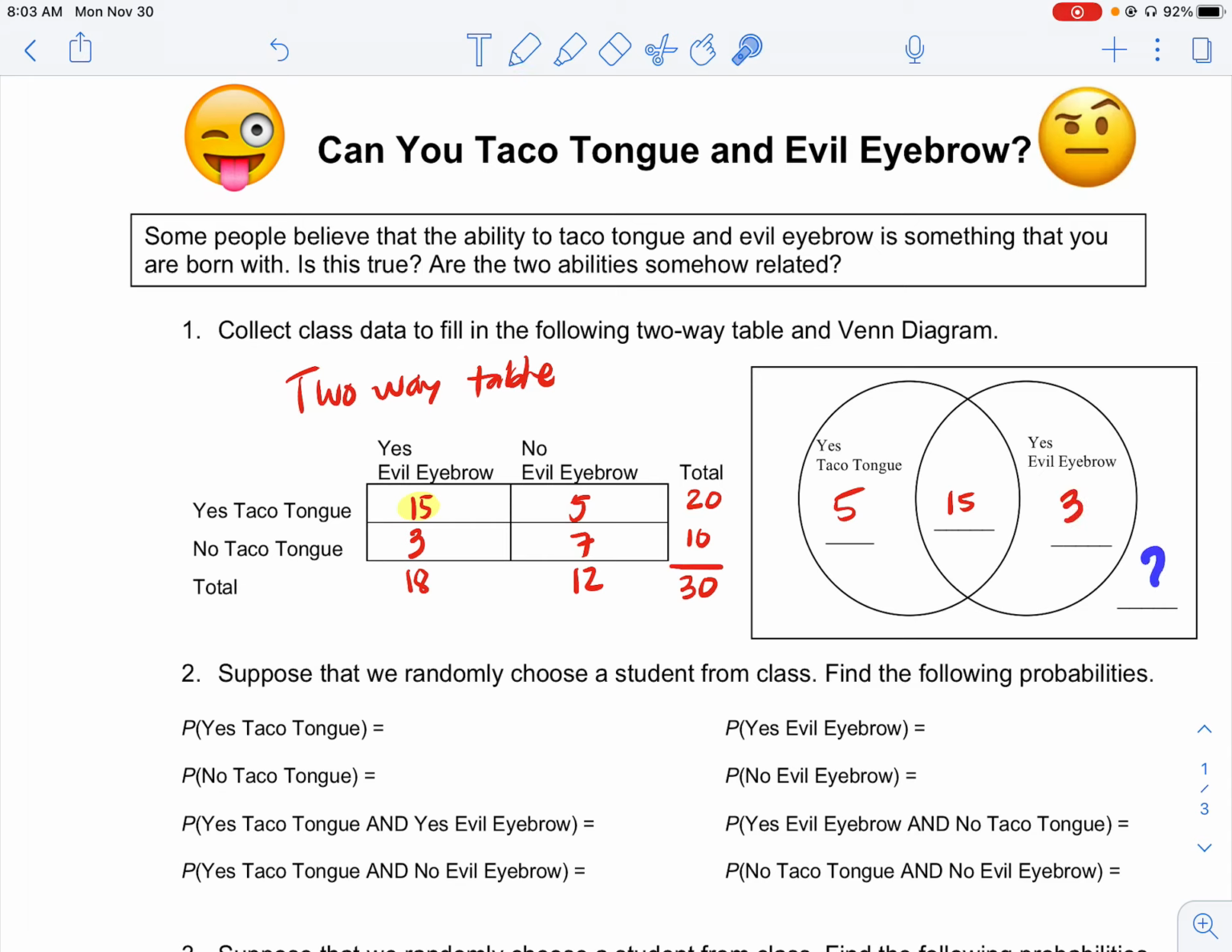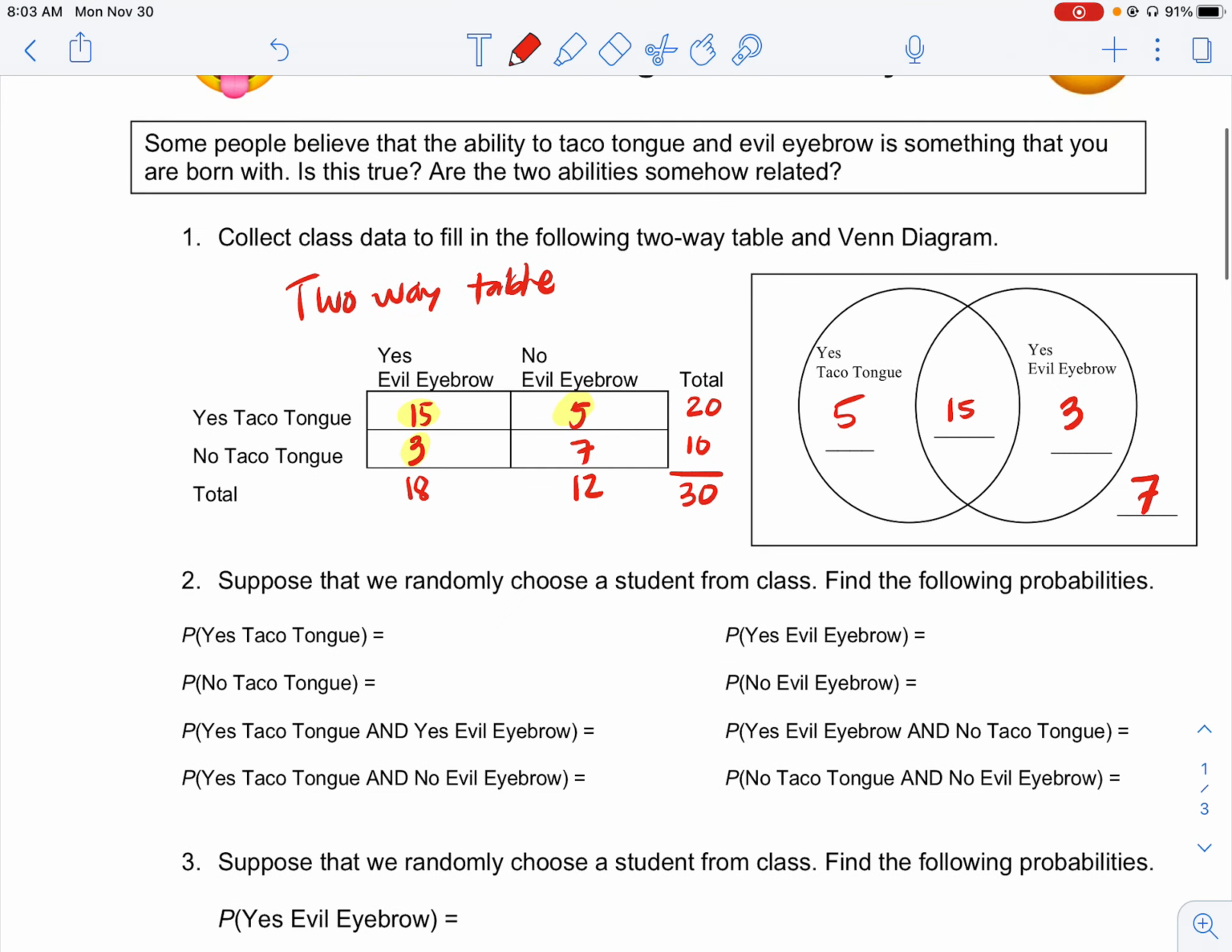Now what goes in here is everybody else. And how much is everybody else? So we have 3, 5, and so here is 7. So what is 7? 7 is the people who were not able to do taco tongue and were not able to do evil eyebrow. Does that make sense? Right, let's answer the questions below.